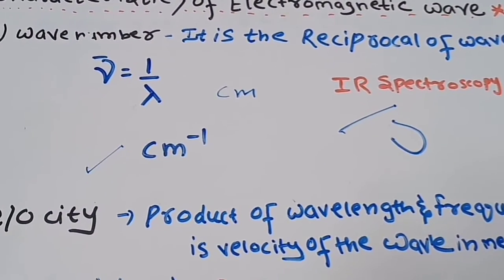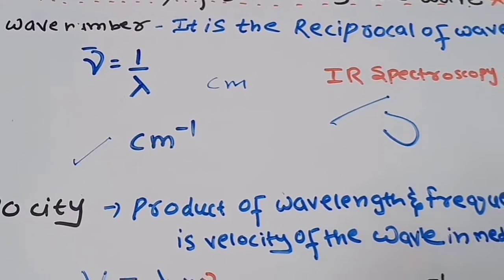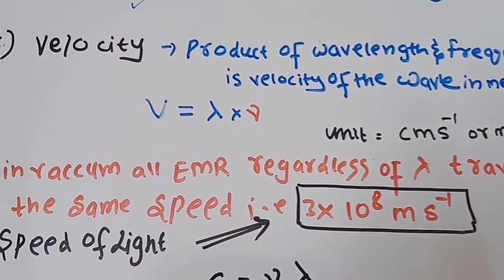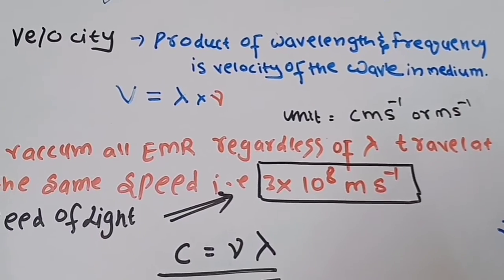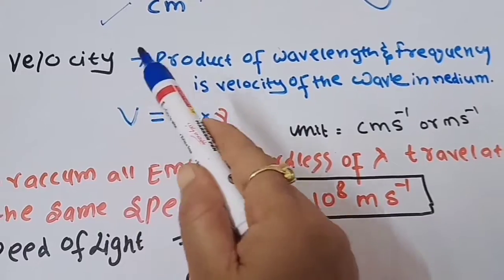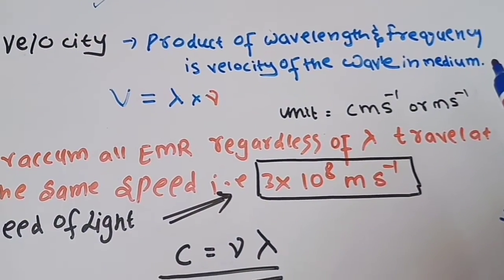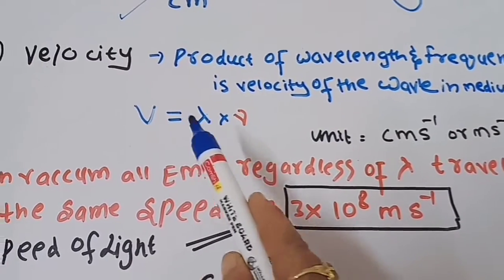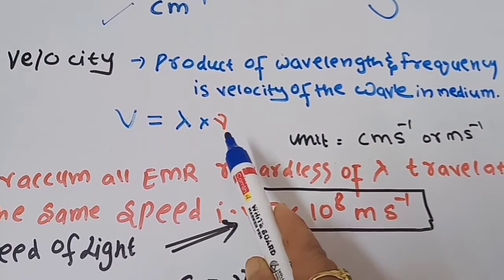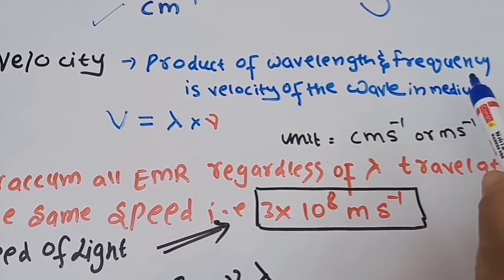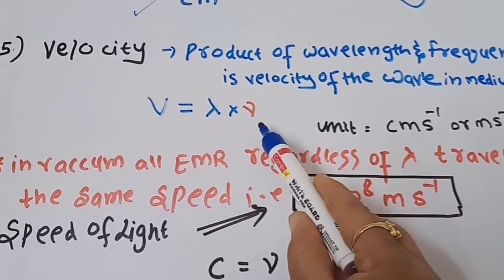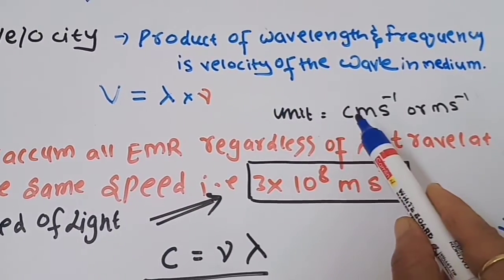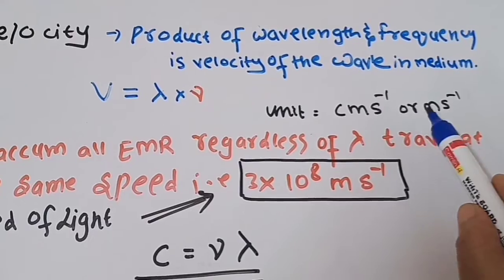So you have seen the characteristics of frequency, wavelength, energy and wave number, and the next important characteristic of a wave is velocity. Velocity is the product of the wavelength and the frequency. We write velocity with the symbol V equals lambda into nu, where lambda is the wavelength and nu is the frequency. So the unit of velocity will be centimeter per second or meter per second.